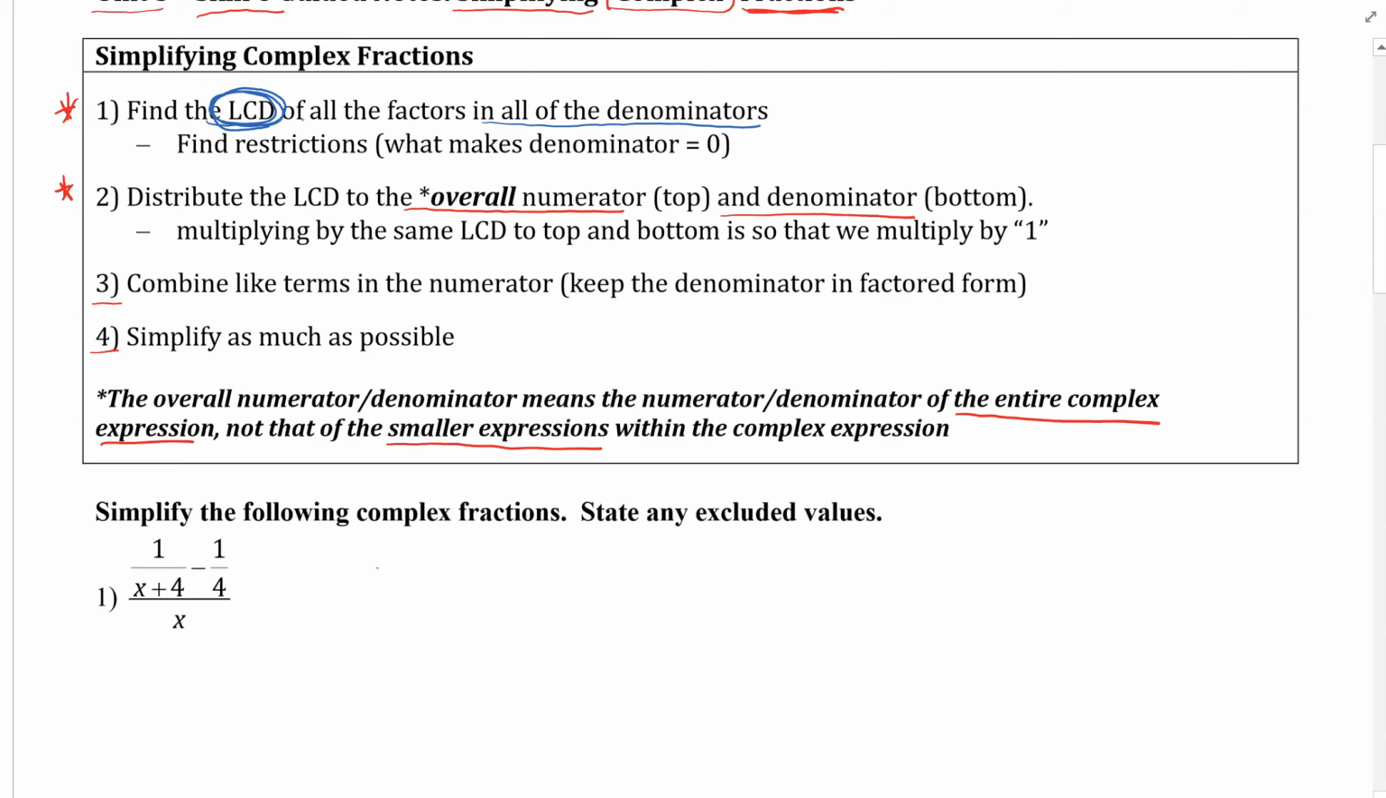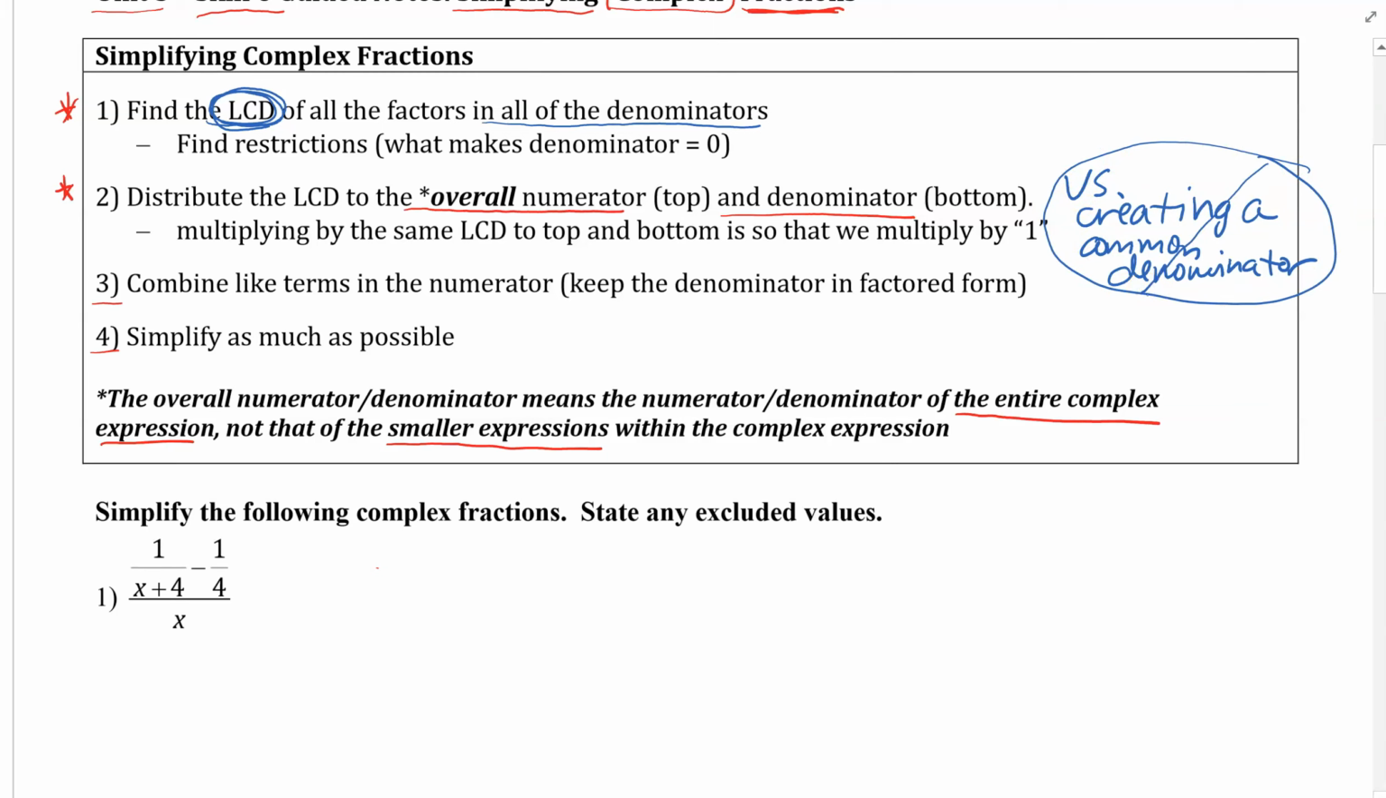But instead of creating a common denominator, we are not going to do that, okay? When I added and subtracted fractions, I had to do that. I had no choice. But in this video, instead of creating a common denominator, I'm going to distribute the LCD to the overall numerator and denominator.